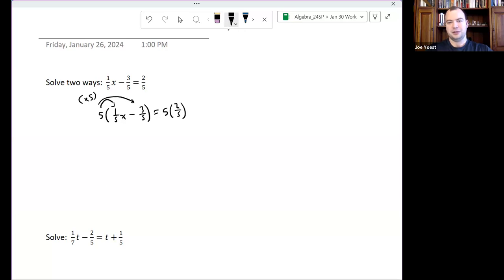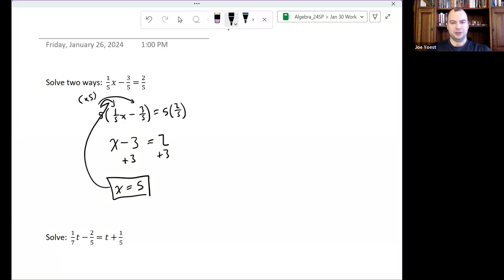So I want to distribute: 5 times 1/5 gives me 1 times x. Then I have a minus 5 times 3/5 gives me 3. And that's equal to 5 times 2/5, which is 2. Then, of course, I do my next equation solving step, add 3 to both sides to isolate the variable term. That also happens to isolate the variable as well. And I get my answer, x equals 5.